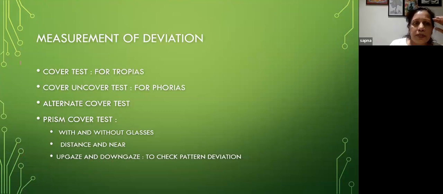So how do we measure the deviation? Here we'll see about the cover test, cover uncover test, alternate cover test, and the prism cover test.